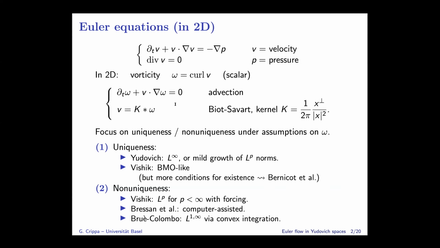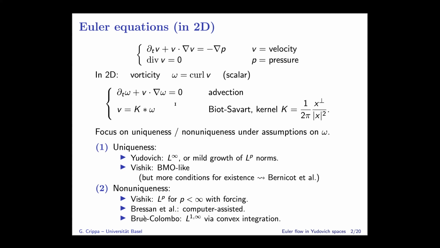A few years ago, Vishik showed non-uniqueness for L^p vorticities for any p less than infinity, but at the price that you have to add a forcing on the right-hand side of the equation. Bressan and collaborators also started a pretty nice project in which they had some kind of physical intuition of what a setting in which one should have non-uniqueness could be. And they had a proof which is partly analytical and partly computer assisted, or with solid numerics in a sense, but still not a full analytical proof.